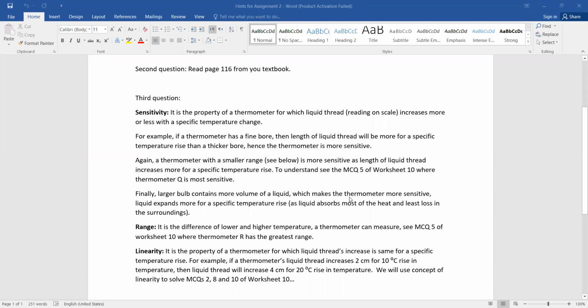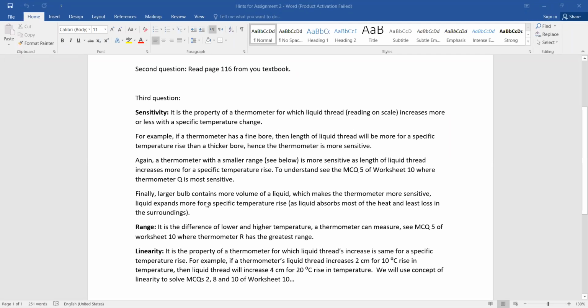Clear to you now? Okay, here I gave the explanation. Liquid expands more for a specific temperature rise as liquid absorbs most of the heat and there is least loss to the surroundings. Clear? In a bigger bulb, there will be more absorbing of heat and loss will be less. That's why it is more sensitive.